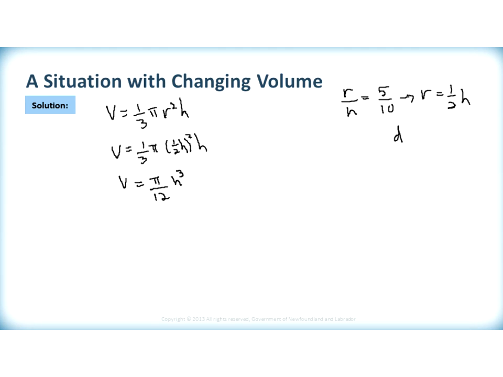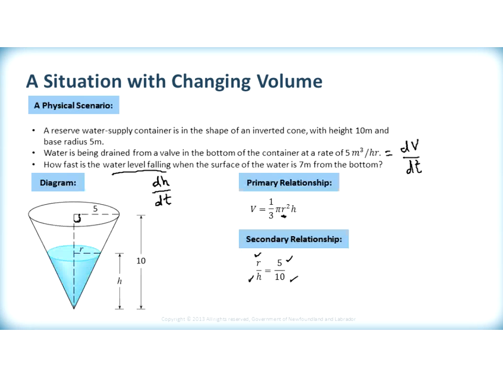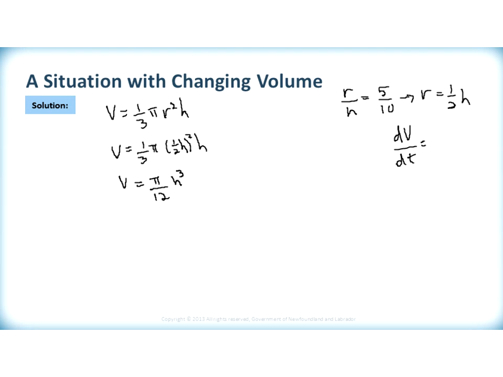Remembering the two given values we had, the rate of change of the volume, we said it was leaking out at 5 cubic meters per minute, was it, or hour? Let's take a look back. And it was 5 cubic meters per hour. 5 cubic meters per minute would be pretty fast.